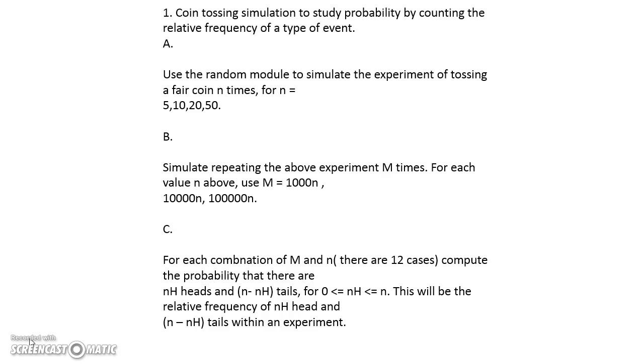Coin tossing simulation to study probability by counting the relative frequency of a type of event. Use the random module to simulate the experiment of tossing a fair coin n times, for n being 5, 10, 20, or 50. Simulate repeating the above experiment m times for each value of n above, using m of 1,000, 10,000, 100,000. For each combination of m and n, compute the probability that there are a number of heads and tails. This would be the relative frequency of the number of heads and tails within an experiment.